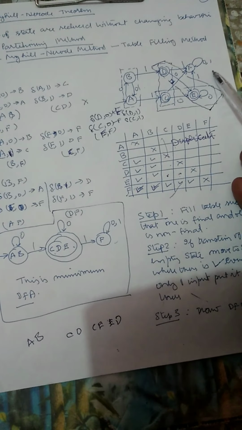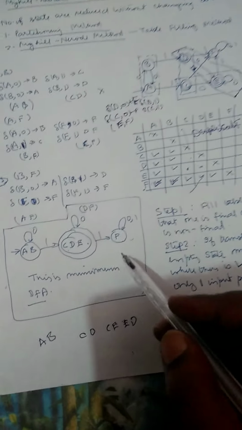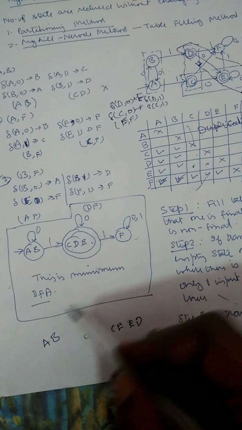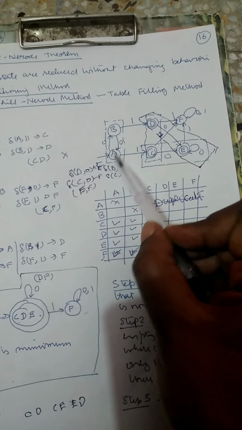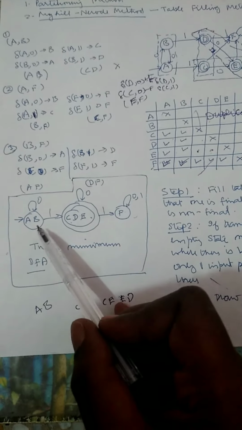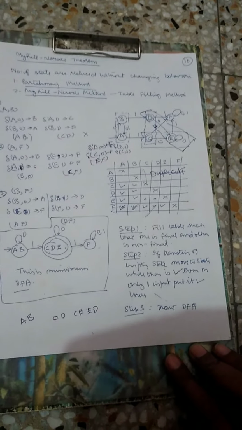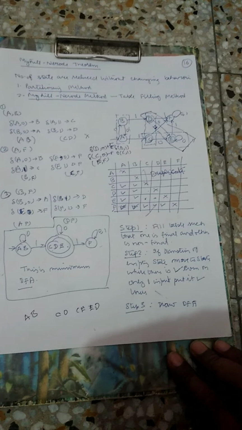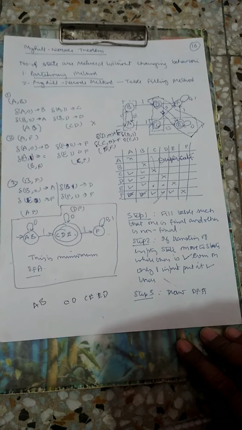So this is the minimum DFA, and this is the actual DFA. It has 6 states, while this has 3 states. So this is how, by using the table filling method, that is the Myhill-Nerode theorem, we have converted a 6-state DFA to a 3-state DFA. Thank you for watching. Meet next time.